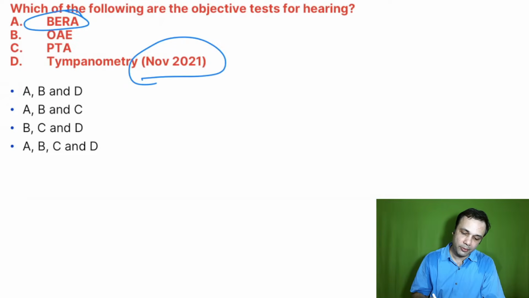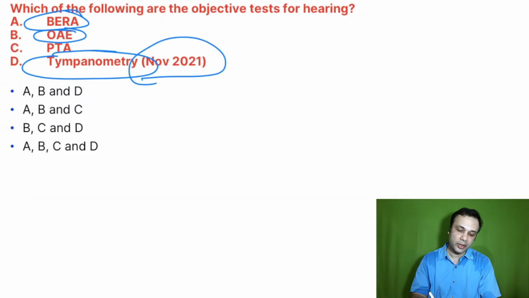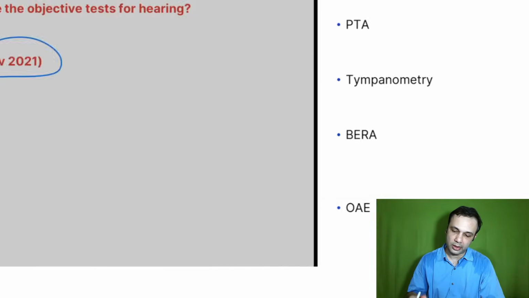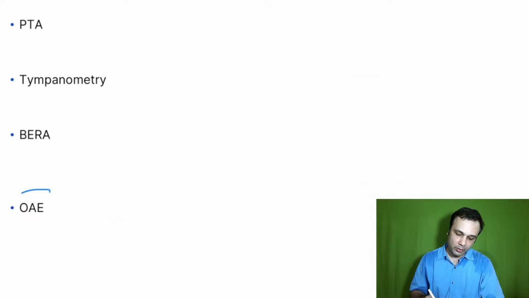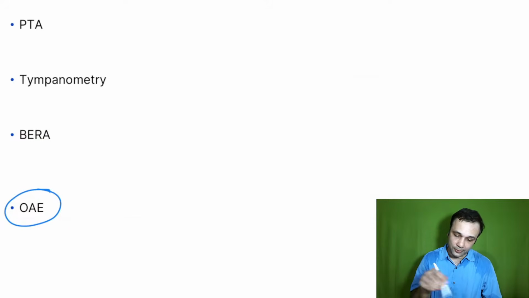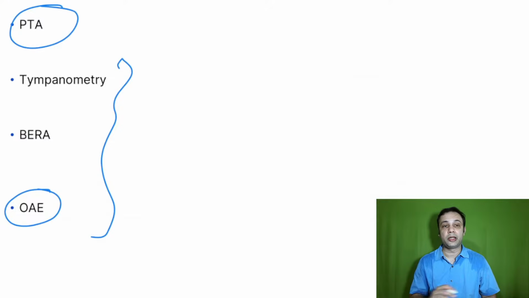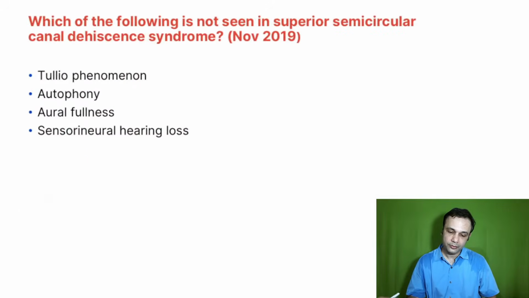Objective test, straightforward: BERA and OAE and tympanometry. Okay, so three important objective tests here. Pure tone audiometry is a subjective test. So A, B and D is the answer in this case, right? And one more important here is otoacoustic emission, once again an objective test. So remember, among these four, tympanometry, BERA and OAE are objective, pure tone audiometry is a subjective test.